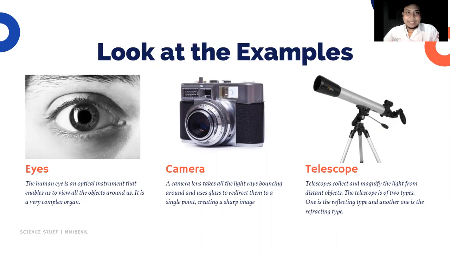Okay, so next is the telescope. A telescope collects and magnifies light from distant objects. There are two types of telescope: one that reflects the light, and the other that refracts the light coming in. But the function is similar, which is to magnify an object far away from us.